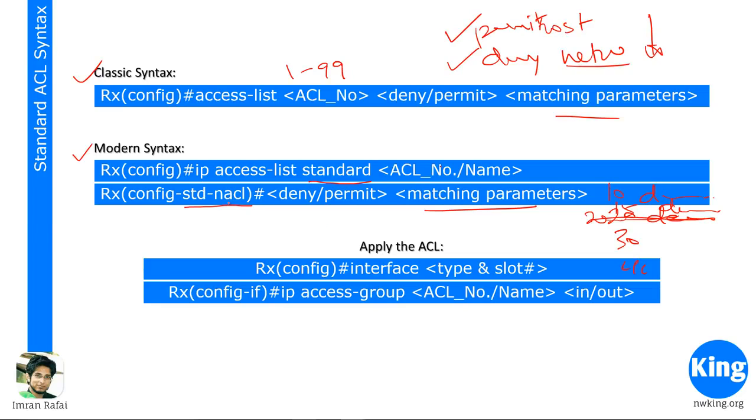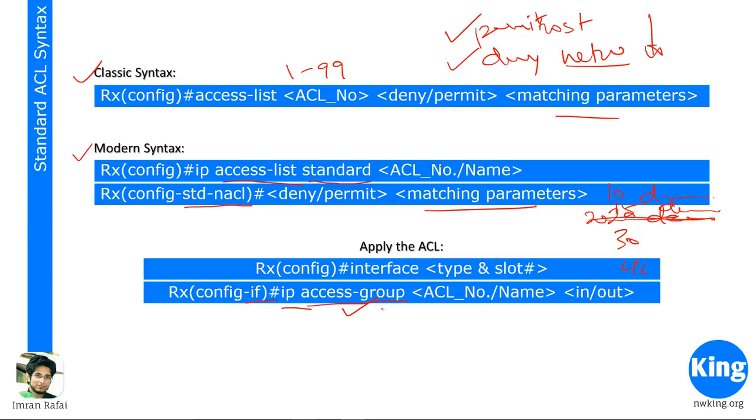So once we create an access list using either the classic way or the modern way, you have to apply this ACL. Now how do you apply that? You go into the interface, just like normal, interface F0/0, whatever, and in the interface subcommand mode type the keyword ip access-group. Remember, this is access-group, this is access-list. So access-group is the keyword used to apply this to the interface.